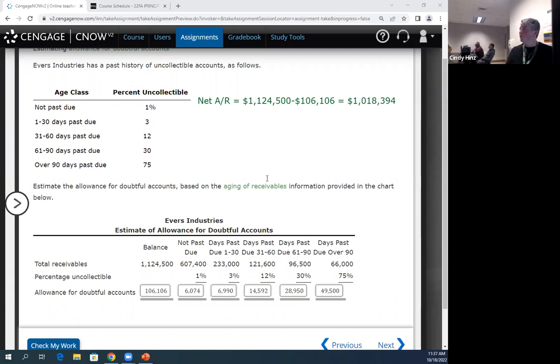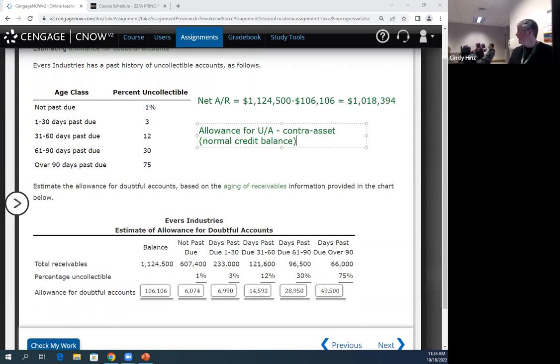That allowance account, by the way, is a contra account. The allowance for uncollectible accounts, I'm just going to abbreviate it that way, is a contra asset. It's a contra asset account. What does that mean? It has a normal credit balance. It goes against the asset accounts receivable.